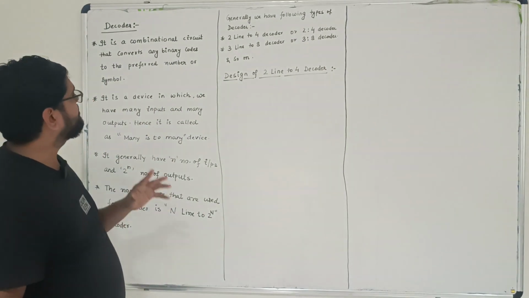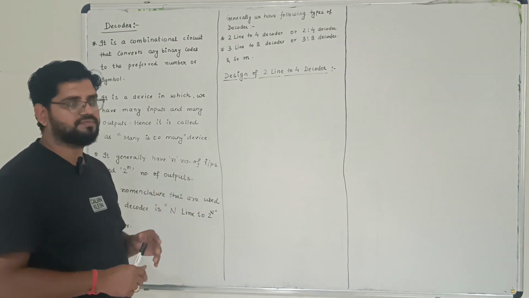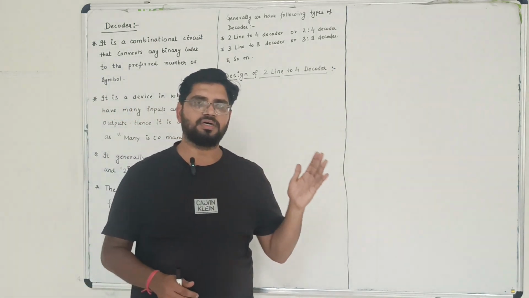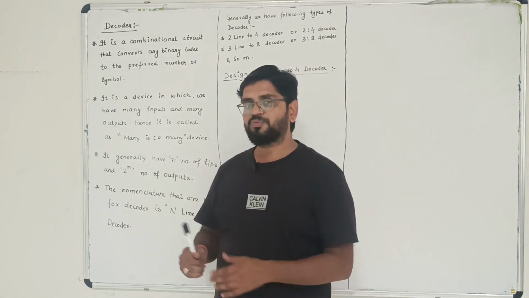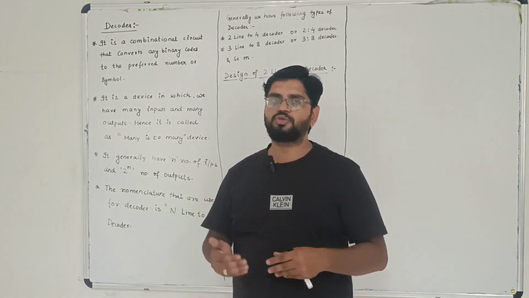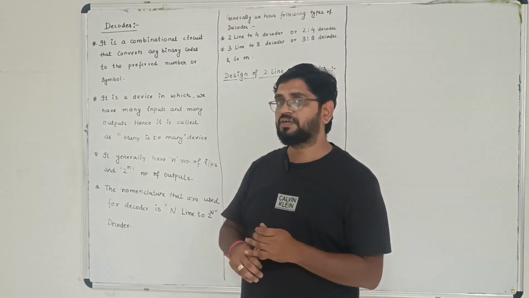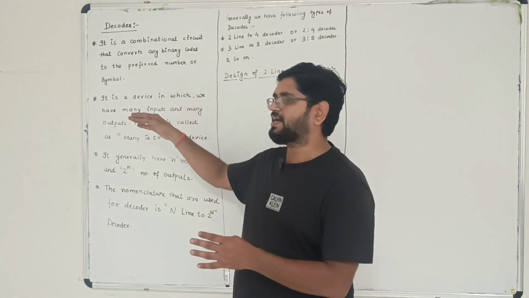In the last class we have completed encoder and we know the function of encoder. Encoder was converting a preferred symbol into binary codes. Just the reverse work is done by the decoder. It will convert a particular binary code into the preferred symbol or preferred number. So this is the function of decoder, and depending on its function it is defined.